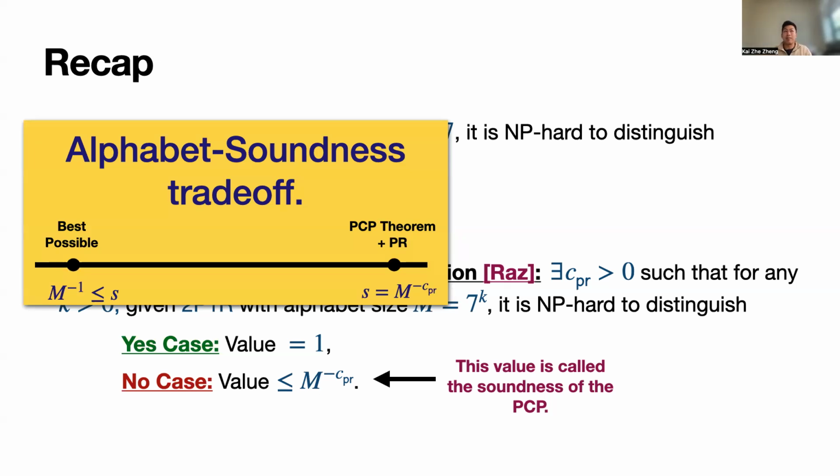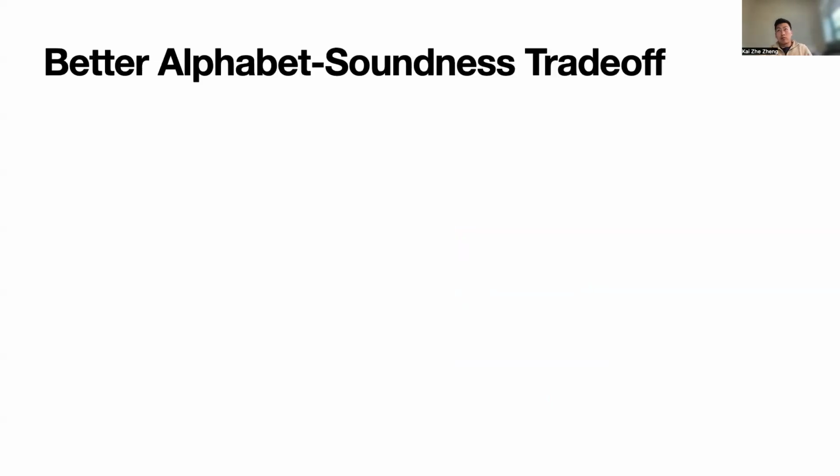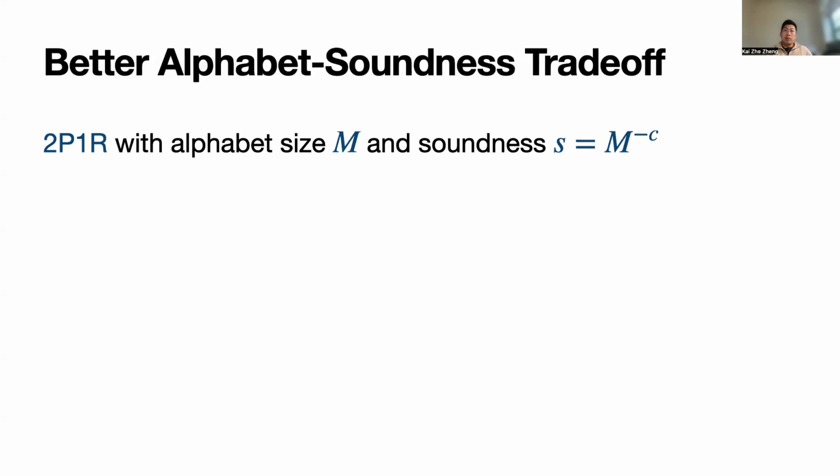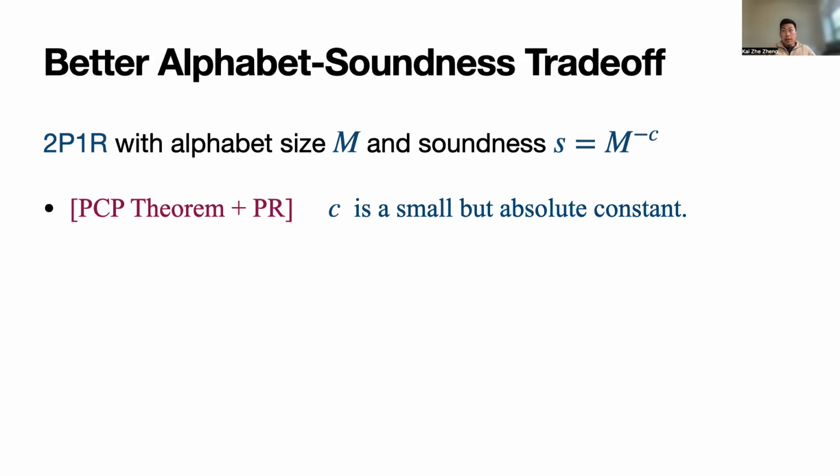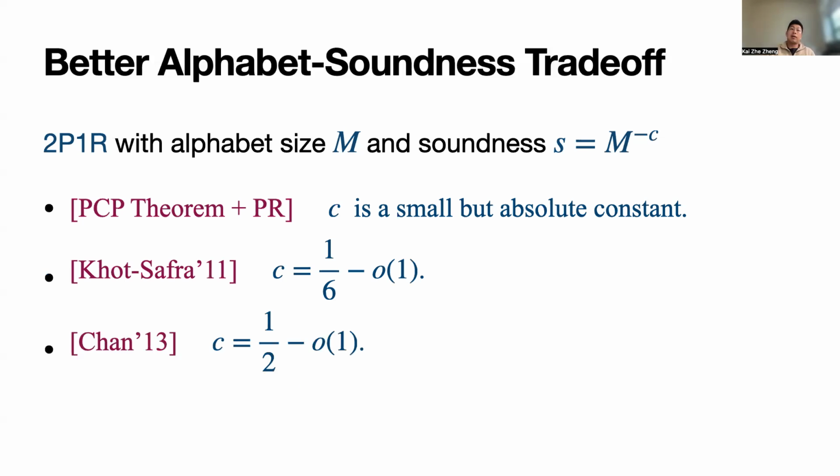And now we have this gap, and we might want to ask, well, how much can this gap be closed? So I'll tell you now about some progress towards closing this gap. We saw already that we could get soundness m to the minus c for c, a small absolute constant. In 2011, the c was improved to nearly 1/6 by Khot and Safra. And in 2013, Chan obtained c nearly half.